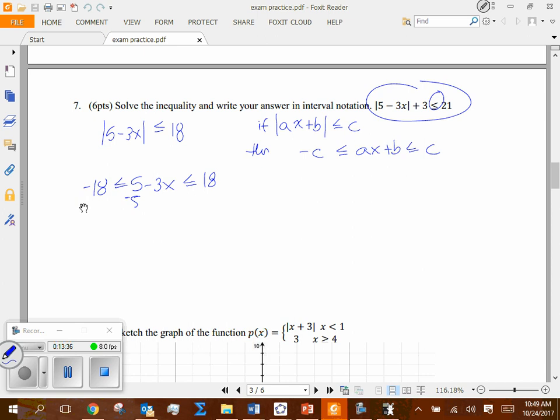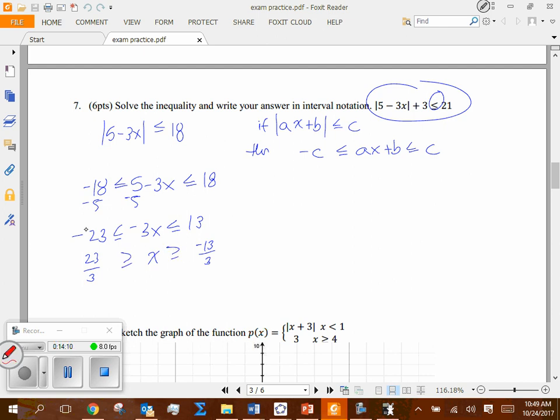Minus 5, so it gives me negative 23 there, less than or equal to negative 3x, less than or equal to 13. Now you're going to divide by a negative, so dividing by a negative will give me negative 13 over 3. It will give me 23 over 3. Now just think about how this has to work. If we write our inequalities like this, we want the furthest number on the left to be the smallest. Right here, the number on the right is the smallest. But remember what you did, you divided by a negative. So the inequality symbols need to change. So that's what we're looking at.